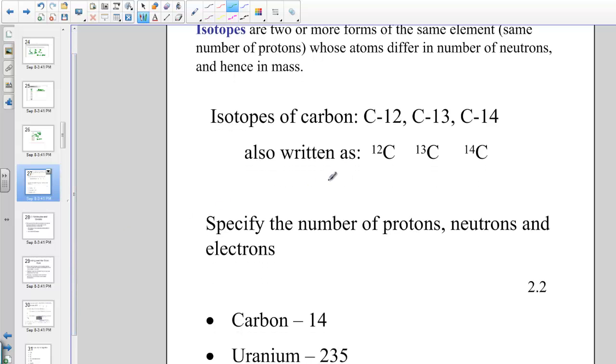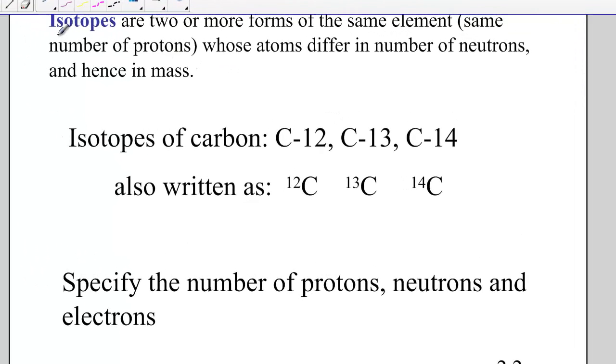Let's introduce a little bit more about a word we read in these questions called isotopes. Isotopes are two or more forms of the same element, same protons, same electrons, behaving in exactly the same chemical way. They just differ by the number of neutrons. So the atom's weight is a little bit different from one isotope to the other. Remember, isotopes have the same atomic number.